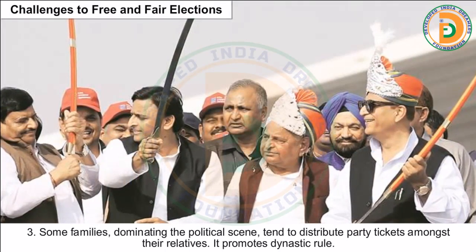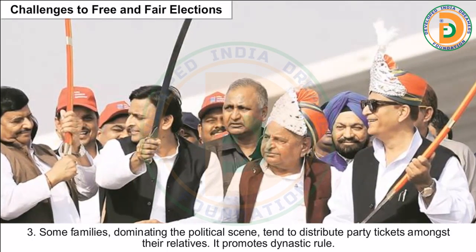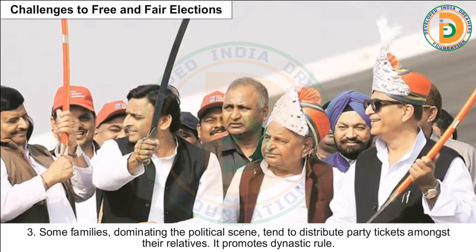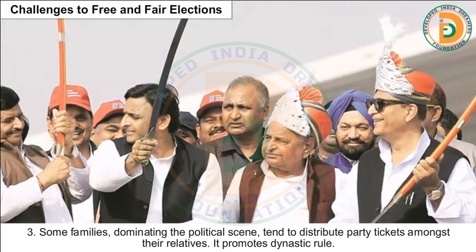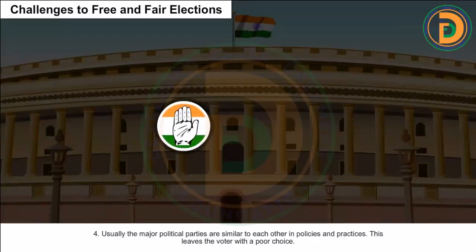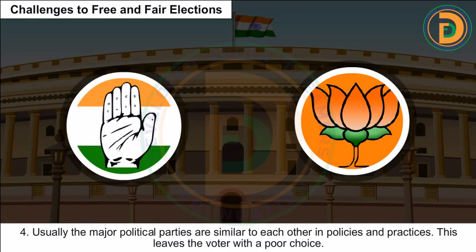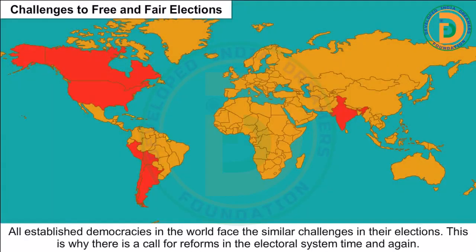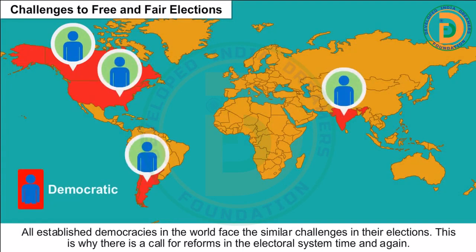3. Some families dominating the political scene tend to distribute party tickets amongst their relatives. It promotes dynastic rule. 4. Usually, the major political parties are similar to each other in policies and practices. This leaves the voter with a poor choice. All established democracies in the world face similar challenges in their elections. This is why there is a call for reforms in the electoral system time and again.